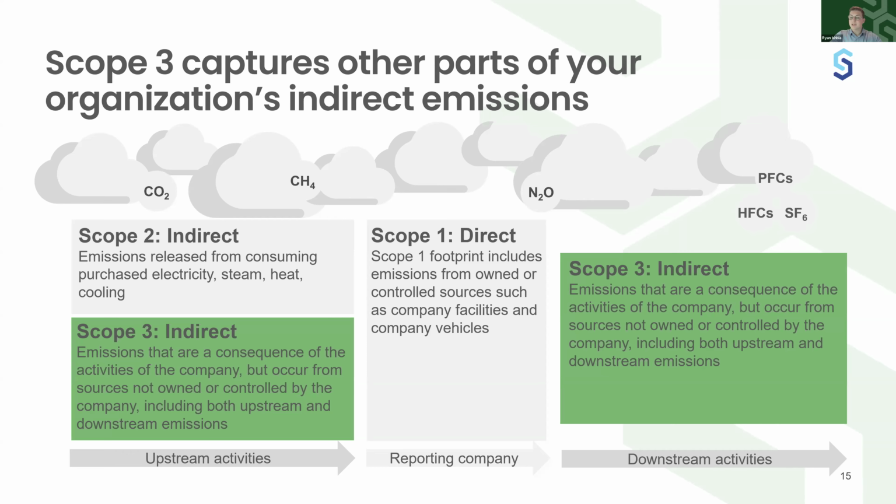Upstream emissions are the emissions caused by the production of goods and services before the reporting company purchases them. And downstream emissions are the emissions that result from products and services that the reporting company sells to its customers. This category also includes activities like business travel, employee commuting, and waste from company operations.